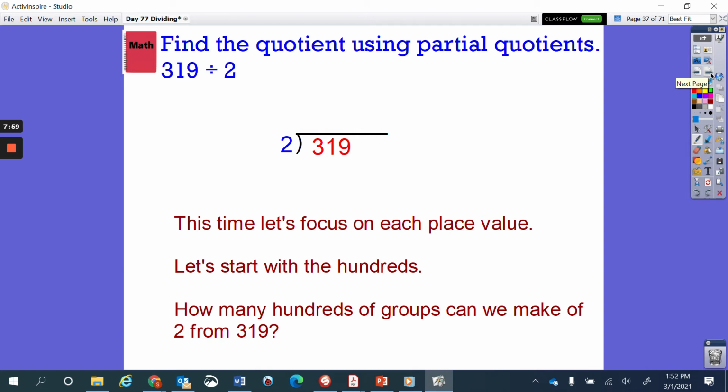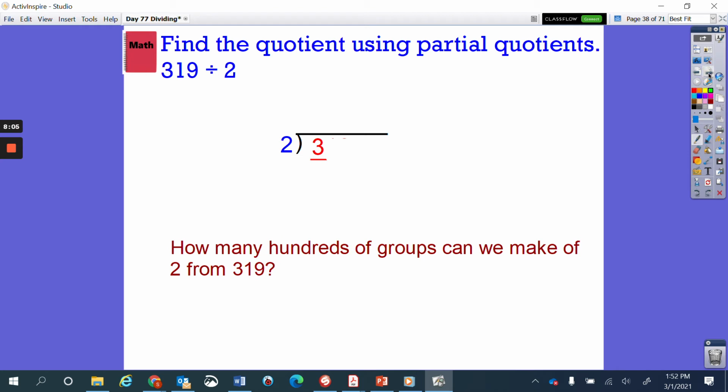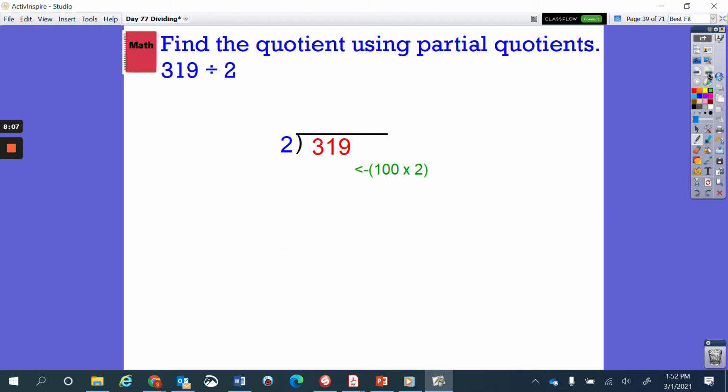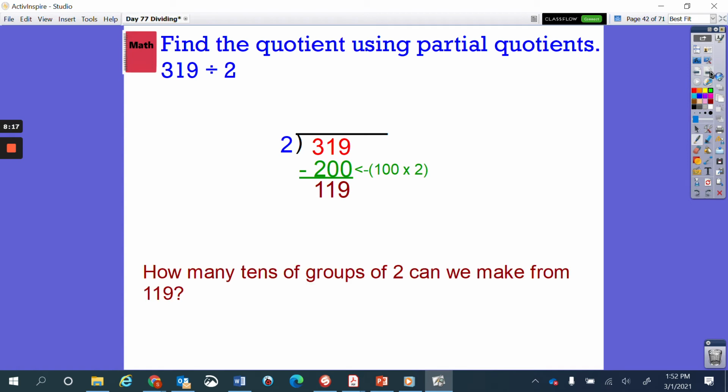So it looks like I take out the most amount of hundreds without going over. I could take out 100 groups. So 100 groups of 2 is worth 200. I subtract and bring all that down. How many tens of groups of 2 can we make from 119?